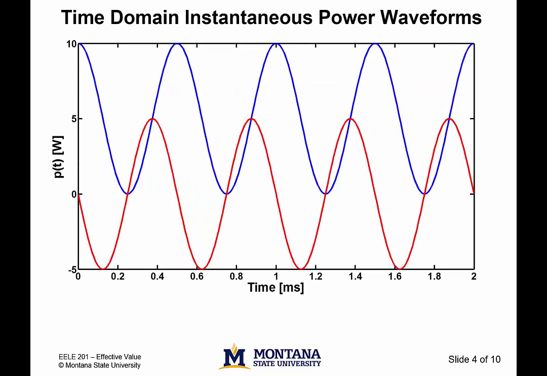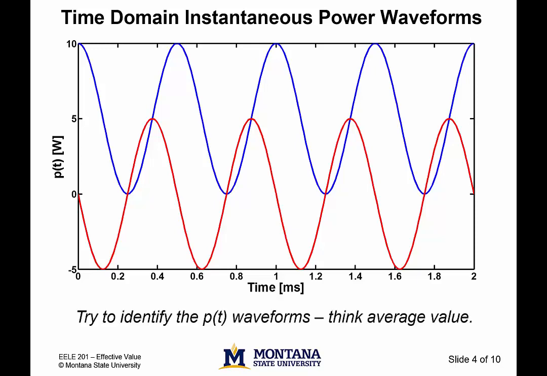On this slide, I show a plot of the instantaneous power as a function of time for both the resistor and the inductor. Remember that instantaneous power is simply the product of the voltage and current waveforms. I have used the expressions for the voltage and current from the previous slides. What I would like you to do is attempt to identify which waveform corresponds to the resistor and which to the inductor. As a hint, think average value.